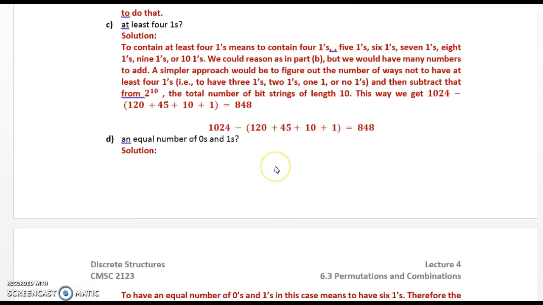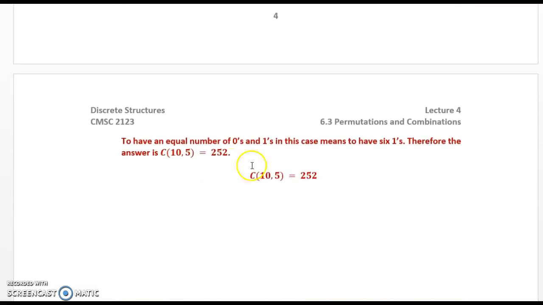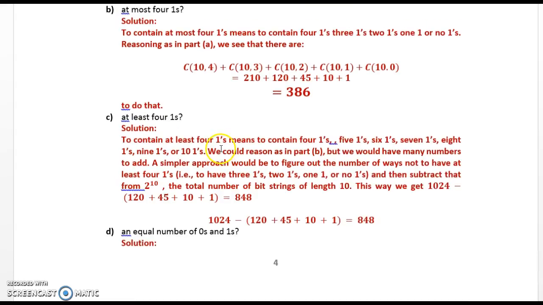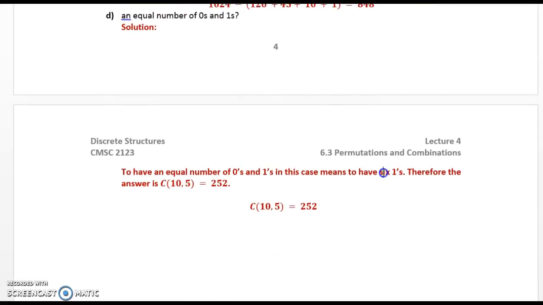An equal number of zeros and ones. To have an equal number of zeros and ones in this case means to have 5 ones. Therefore, the answer is C of 10, 5, or 252.